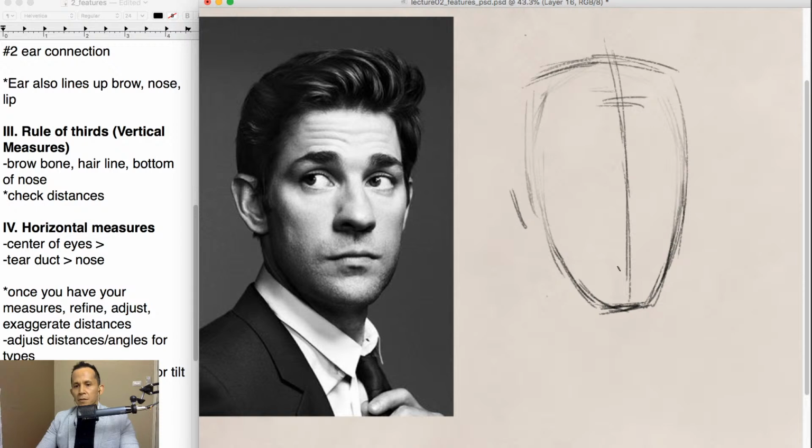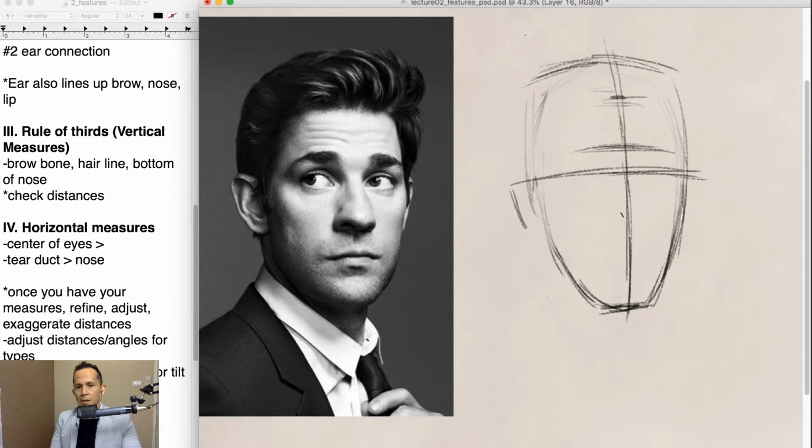Have my vertical center, have my horizontal center. Now I'm looking. This is hairline. I'm looking at this distance. It's close, but my eye thinks it's a little off, but it's close enough. Let me move forward. Got that. Find my ear connection. We're good. Now we're going to go for my vertical measures.